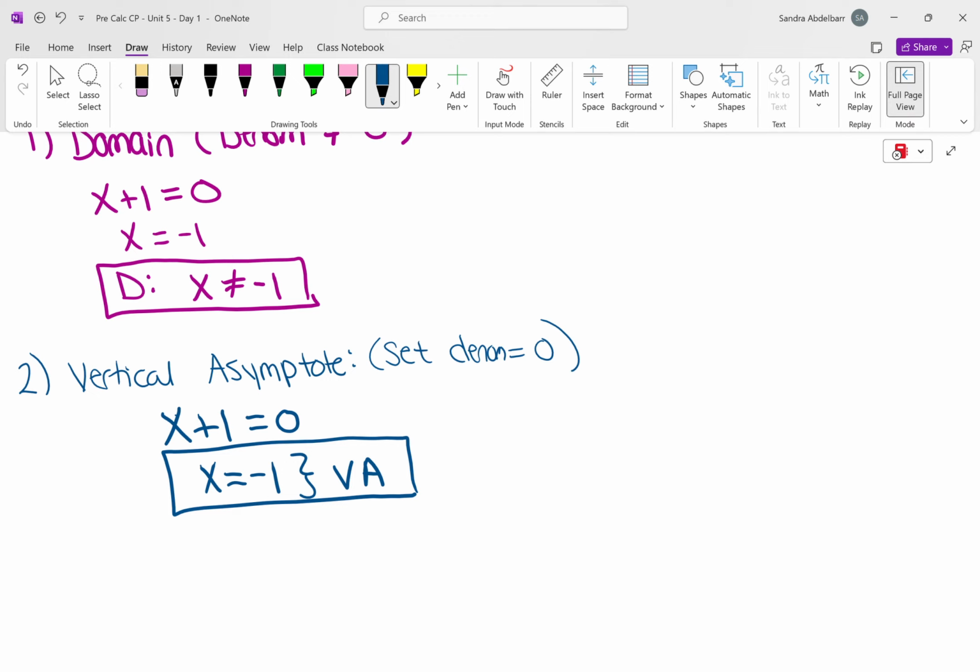Look at the test. We already found x equals negative 1 from the domain problem. You don't have to resolve it, you could just write it down.